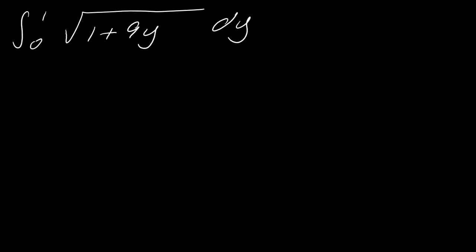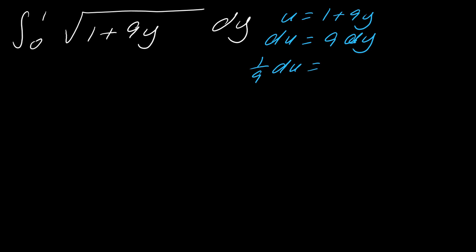And so now we can integrate. Of course I can just use substitution. So my u is 1 plus 9y. My du is 9 dy. So I have 1/9 du equals dy. So let's see, I'll just integrate first. So this will be u to the 1/2 du, and I'll have this 1/9 out in front.